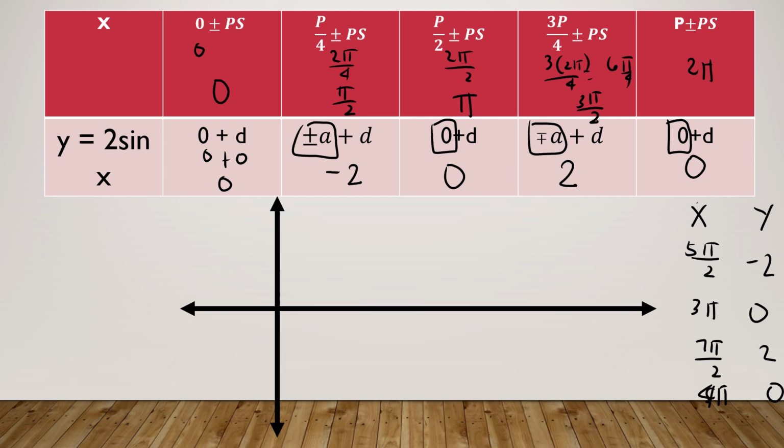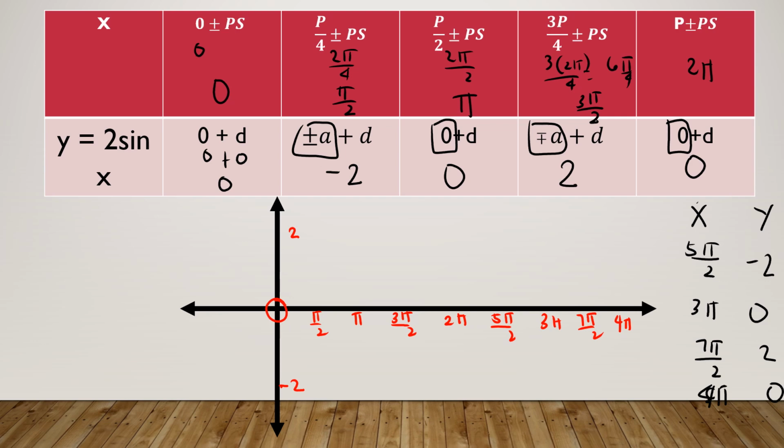Now we're going to graph or plot the given points. So we're going to write first the values of x: 0, pi over 2, pi, 3 pi over 2, 2 pi, 5 pi over 2, 3 pi, 7 pi over 2, 4 pi. After that, we're going to take a look at the values of y, and the values of y are 0, negative 2, and 2. Therefore, we're going to have negative 2 here and 2 here.